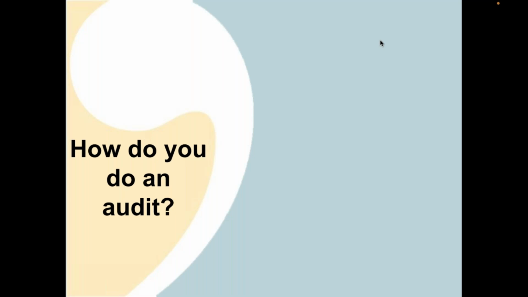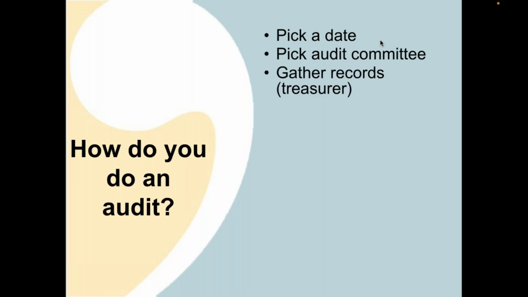How do you do an audit? First, pick a date in January to do the audit. It will probably take around 2 to 3 hours. Pick 2 to 4 people other than the club treasurer to conduct the audit. Prior to the audit day, the treasurer should gather records that will be needed for comparison from your financial institutions and from bivio.